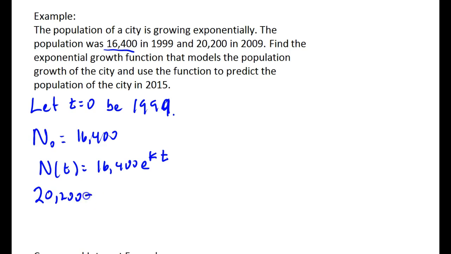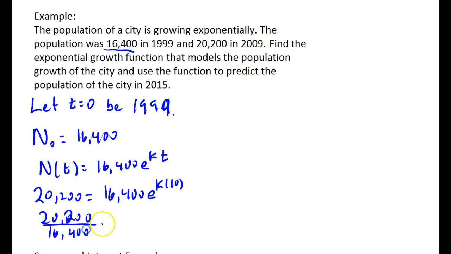20,200 equals 16,400 e to the k times 10. And if I go 20,200 divided by 16,400, that will equal e to the 10k.